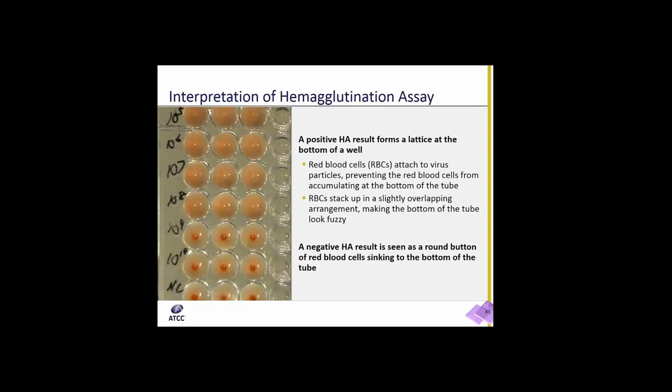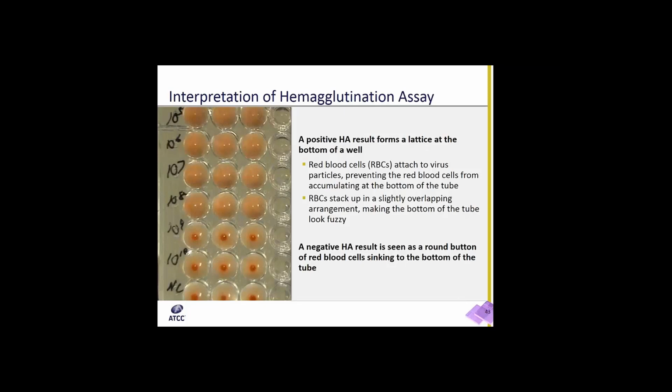After 30 minutes, a positive HA result forms a lattice at the bottom of the well. Red blood cells attach to virus particles, preventing the red blood cells from accumulating at the bottom of the tube. Red blood cells stack up in a slightly overlapping arrangement, making the bottom of the tube look fuzzy, and that is the lattice we refer to. A negative result is seen as a round button of red blood cells sinking to the bottom of the tube.